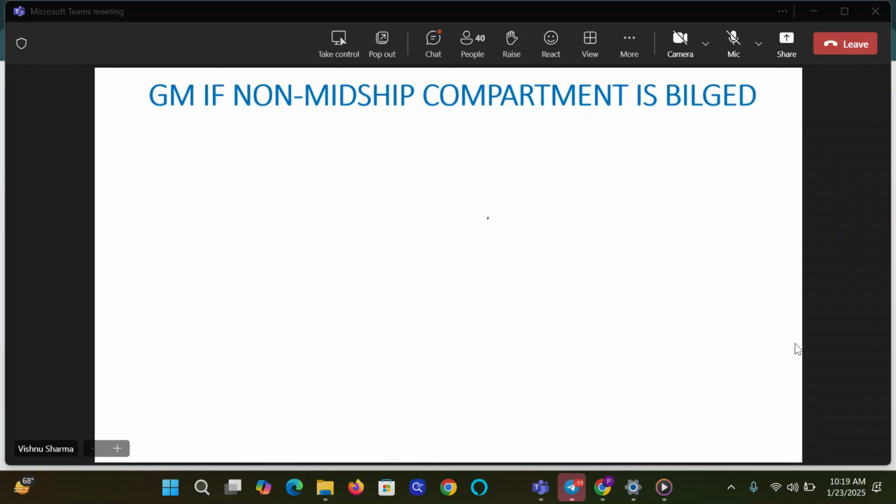Well, guys, it's not so. Why? Any of my compartments can be bilged. Why should it be always midships? It can be forward, it can be aft, it can be midships, it can be to the port, it can be to the starboard. Guys, tell me one thing.